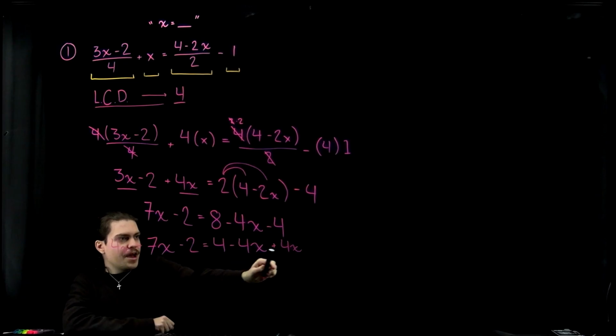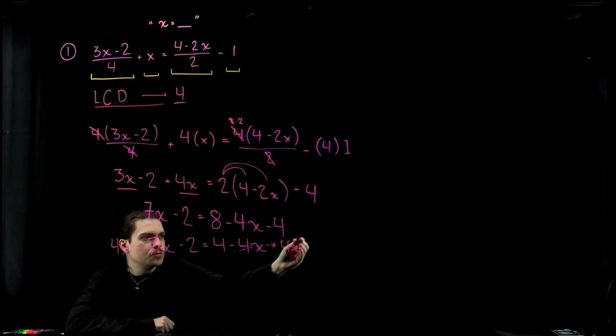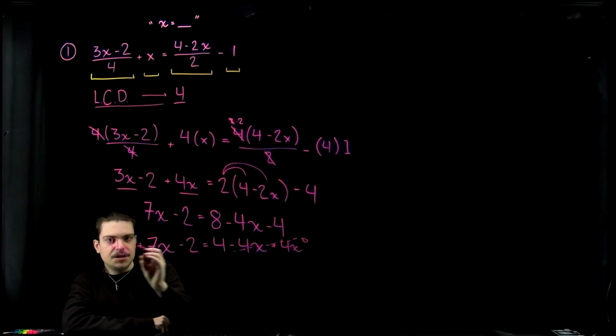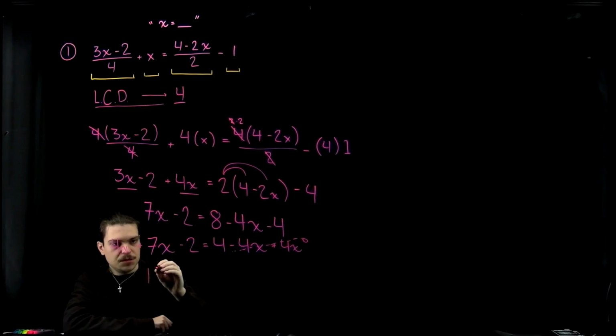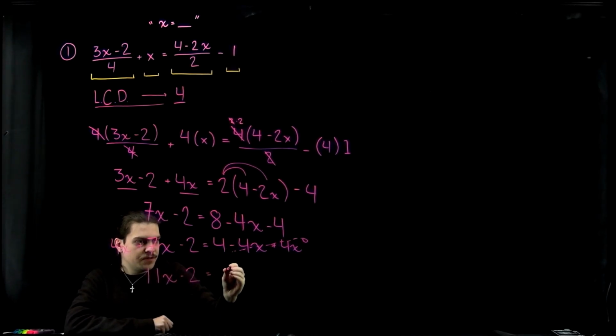Of course, negative 4x plus 4x, right? This whole thing here goes to 0. And 7 plus 4 gives us 11x minus 2 equal to, and we still have this 4 over here, right?